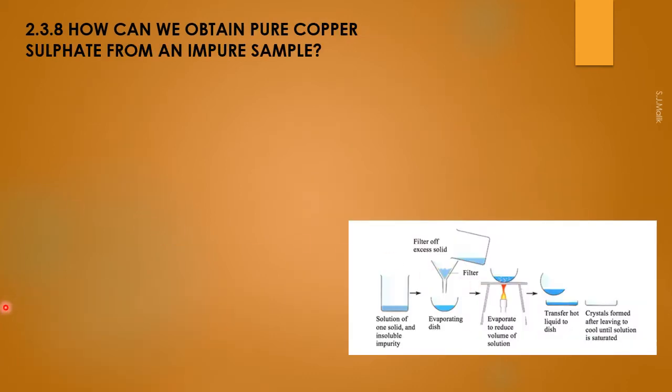How can we obtain pure copper sulfate from an impure sample? Here you can see in the picture the method shown stepwise. Solution of one solid and insoluble impurity. Now the first thing we will do is filter off the excess solid.